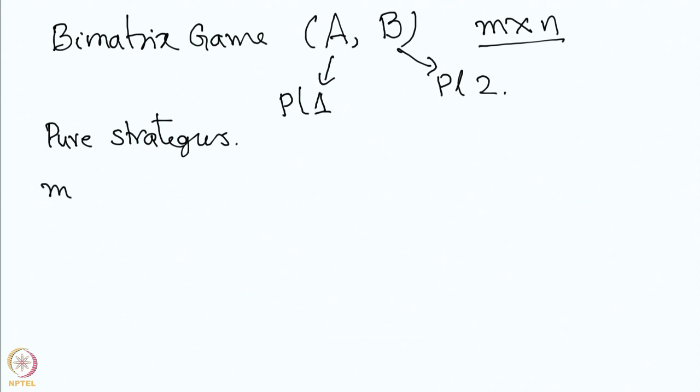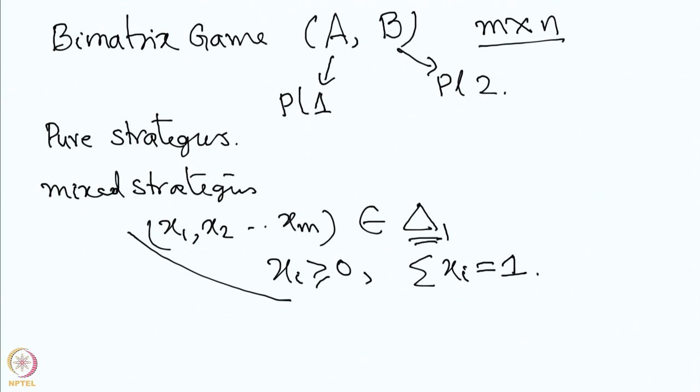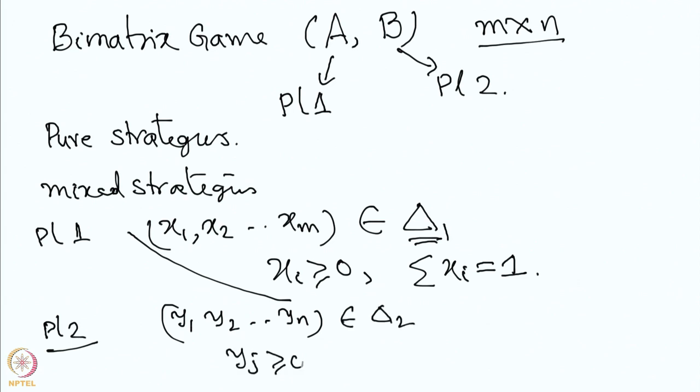Now, what are mixed strategies? It is exactly like in zero sum games, there is no difference. You are choosing the rows with certain probabilities. So, it is like x1, x2, ..., xm in delta 1, the corresponding simplex, where the xi are greater than or equal to 0, and they sum to 1. So, delta 1 is all points like this. Similarly, for player 2, y1, y2, ..., yn in delta 2, where the yj's are non-negative and they sum to 1. These are the mixed strategies for player 2, and this defines delta 2.